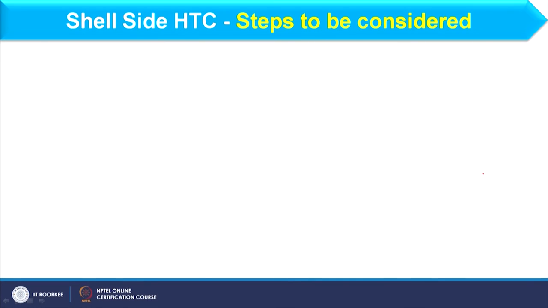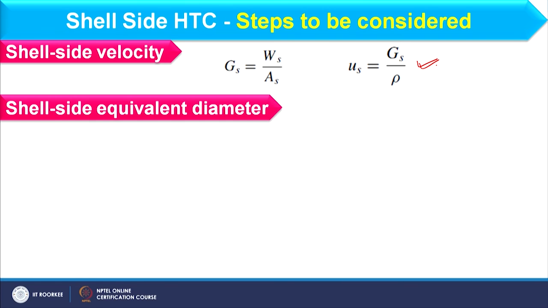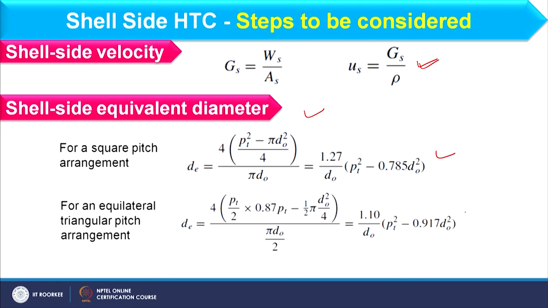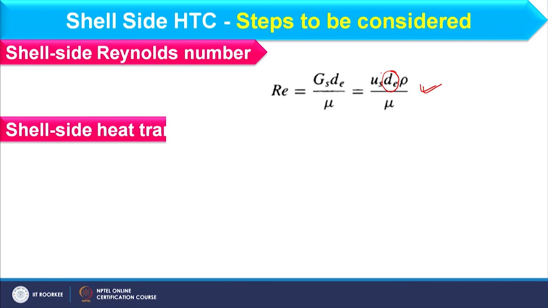Now, once we have decided the cross flow area, I already know the mass flow rate, so we can calculate the shell side velocity. After that we can calculate the shell side equivalent diameter. It will depend on the type of arrangement. For a square pitch we can use this expression, and for a triangular pitch we can consider this expression. After that I can find out the shell side Reynolds number using this equation, where I am considering DE, the equivalent diameter which we have just calculated.